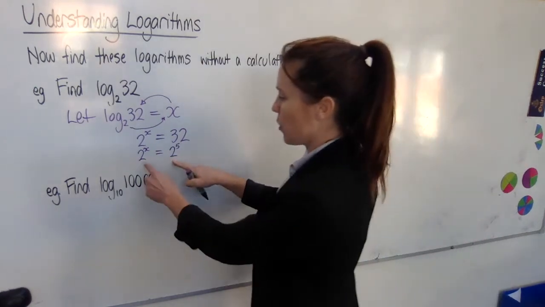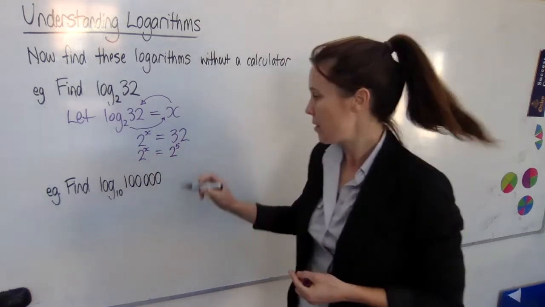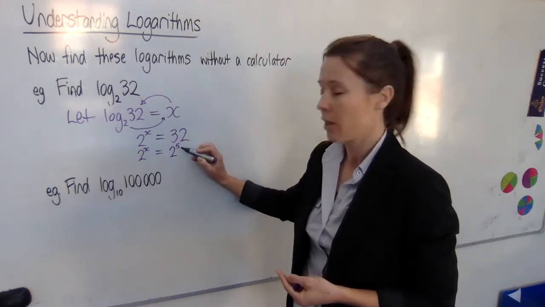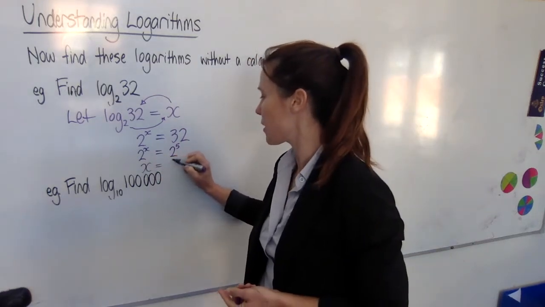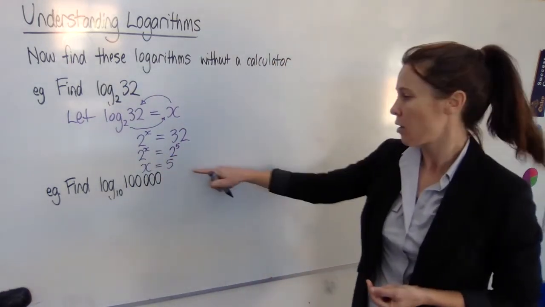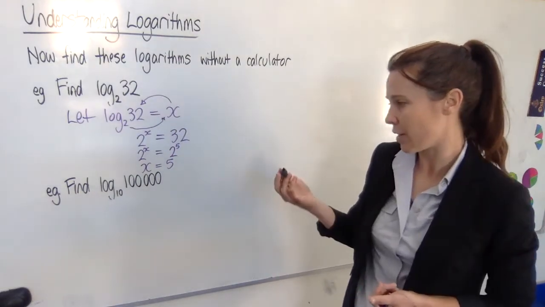Now can you see that if both the bases are the same and the 2 expressions are equal, then the index numbers must be the same. So x must be equal to 5, and that's my final line, x equals 5. So I've ended up solving the answer to this problem, which is 5.